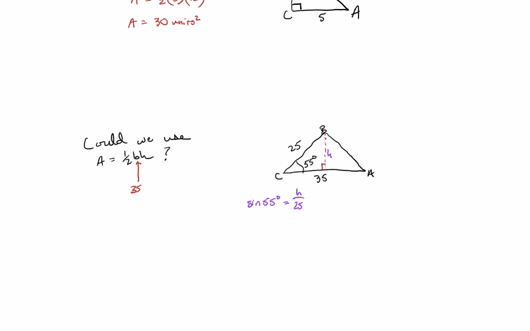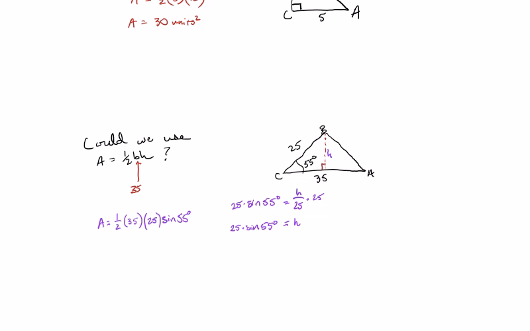Right, we just make ourselves a right triangle there, use some right triangle trig, and then we could solve for the height. So times 25 on both sides. So now I've got area equals, and that's what H equals, 25 times the sine of 55. So area equals 1/2 times 35 times 25 times the sine of 55. And I'm going to plug that into my calculator.